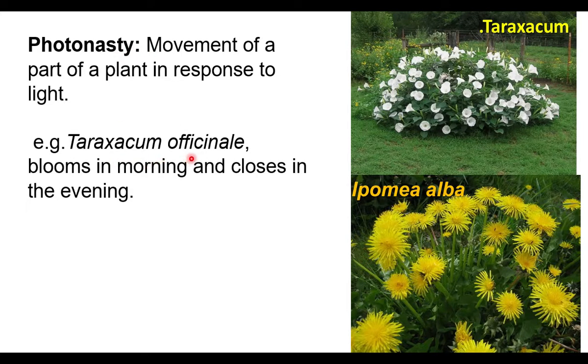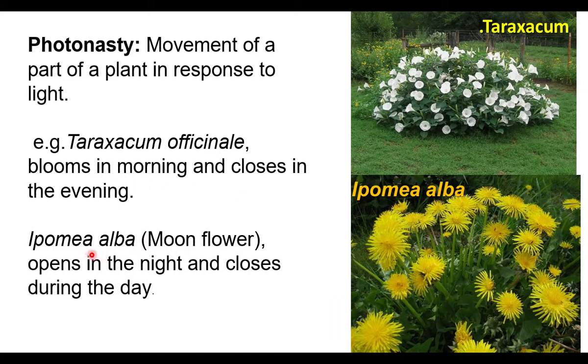Pteroxylum officinale blooms in the morning and closes in the evening. Ipomoea alba, moonflower, opens in the night and closes during the day. These two are examples for photonasty. The nastic movements do not involve growth. The movements are quick and reversible. Why do we say the movements are reversible? Moonflower opens in the night and closes during the day, so movements are reversible.